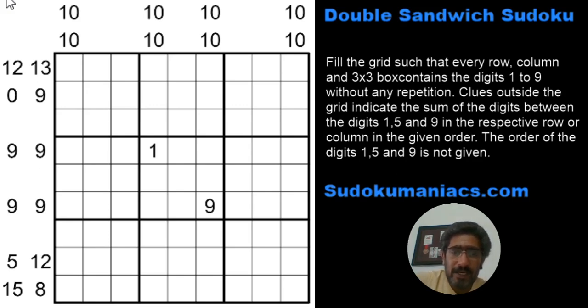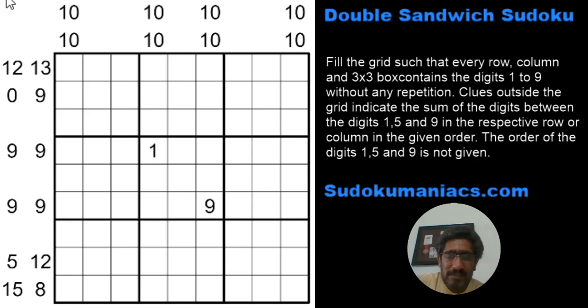So basically, in layman's terms, the digits 1, 5, and 9 will form the bread slices of a two-layered sandwich, and the sum of the digits are nothing but the filling of those sandwiches. I'm sorry, I couldn't come up with a better explanation for that. Right? But hope you can visualize what I mean.